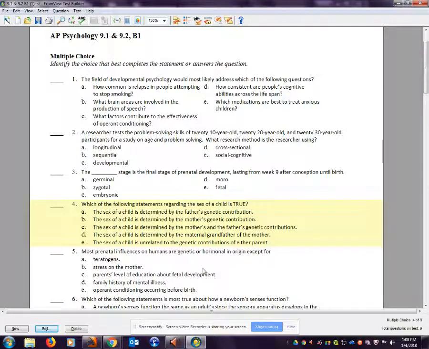There you are. All right, number 5, most prenatal influences on humans are genetic or hormonal in origin, except for teratogens. So this is the correct answer here.